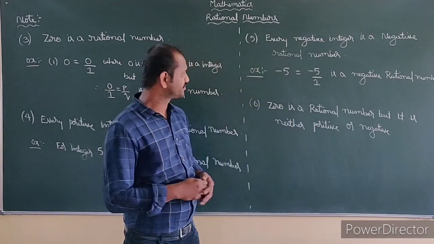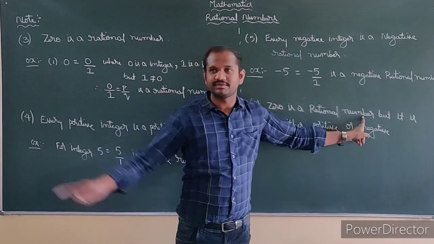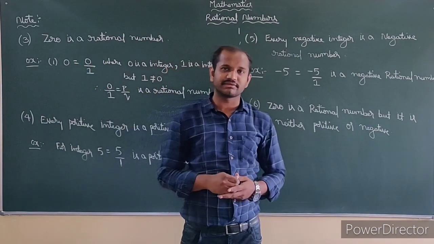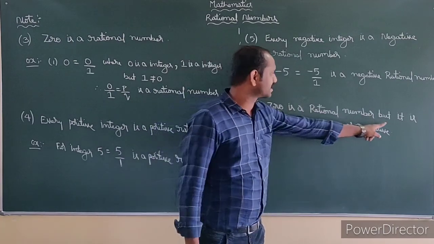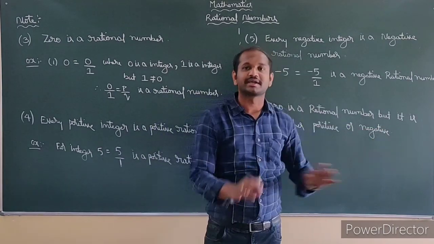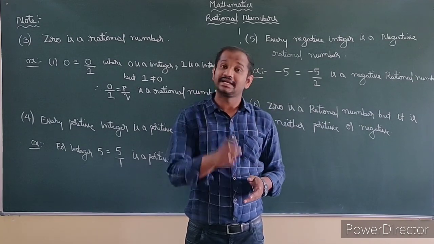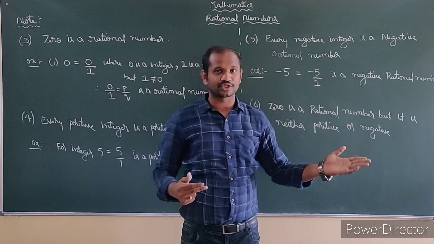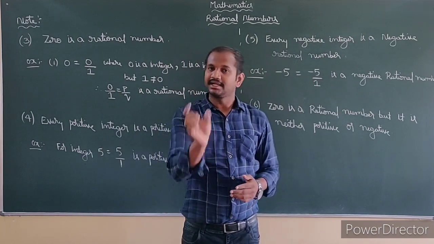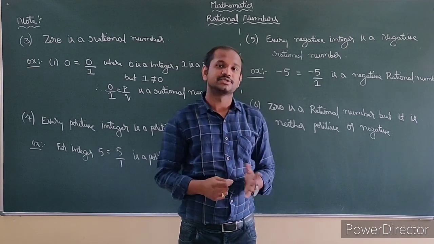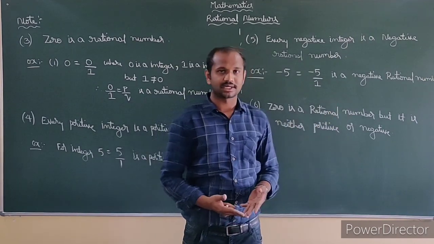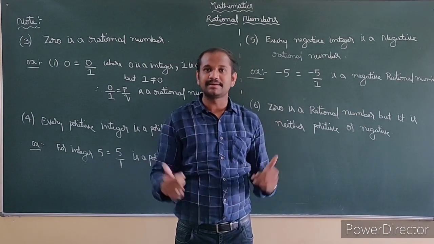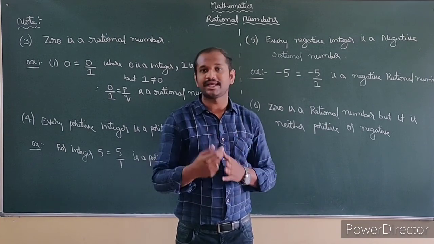Then, what about 0? See, 0 is a rational number. It just proves that 0 can also be a rational number. But is it positive or negative? 0 is a rational number, but it is neither positive nor negative. Remember in integers, we give positive and negative values only to the numbers on both sides. But 0, which is in the middle, does not have any such value. So 0 is a rational number, but it is neither positive nor negative. This is the complete basic you need to understand regarding rational numbers.